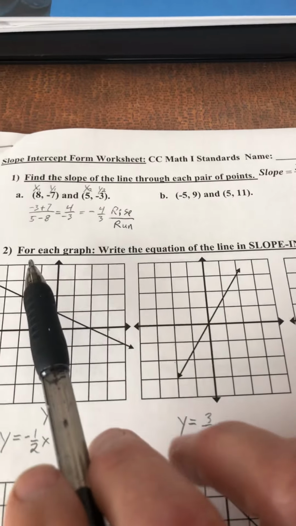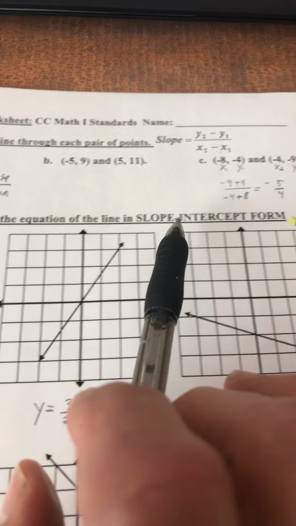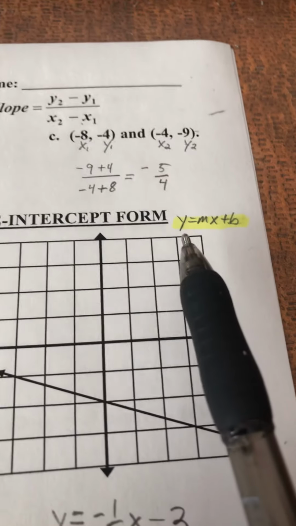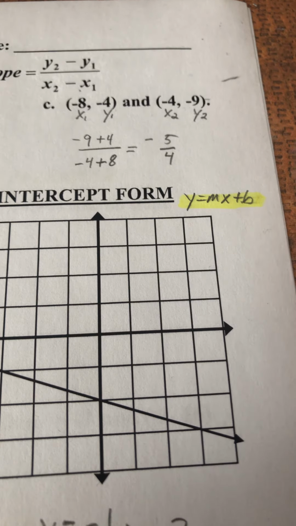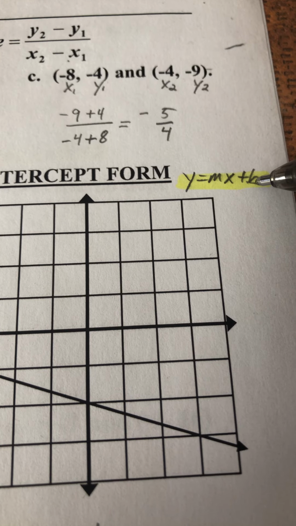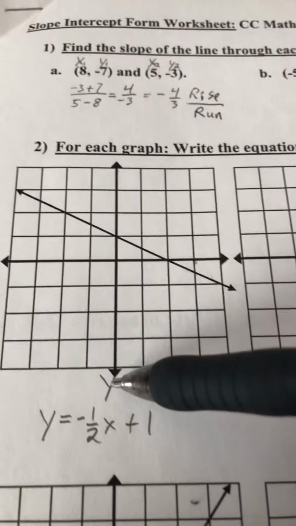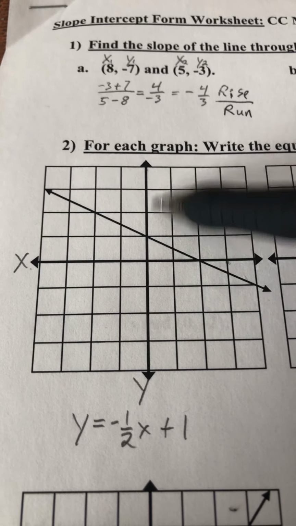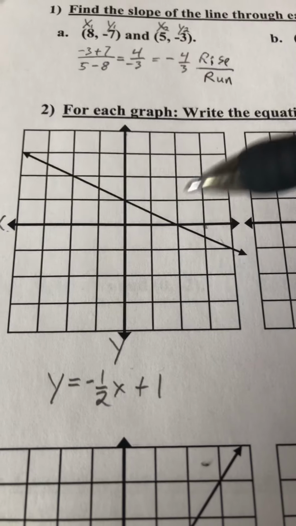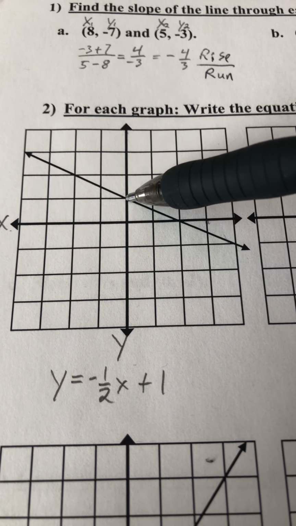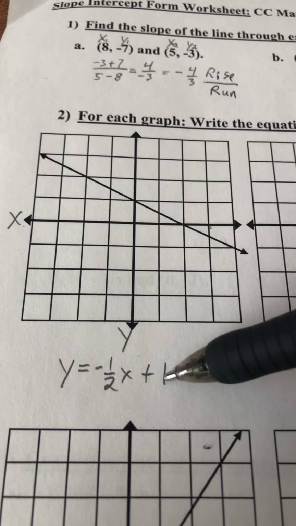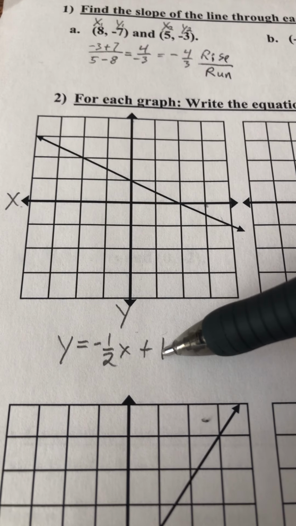For the next section, it says write the equation of the line in slope-intercept form. So they give you a line and you're supposed to write the equation. Remember, the equation in slope-intercept form is y equals mx plus b, where m is the slope and b is the y-intercept, or where it crosses the y-axis. So where does it cross the y-axis here? Remember, this is your x-axis, this is your y-axis. Y-axis is vertical. X is horizontal. I'm going to see this line cross right here. This would be 0. This would be a +1. So I have a +1 for my b, where it crosses the y-axis.